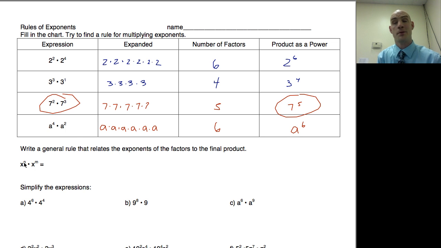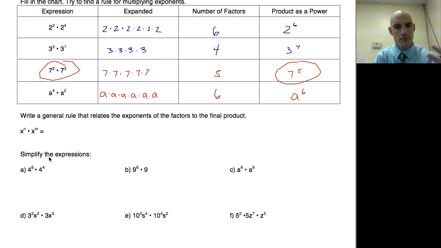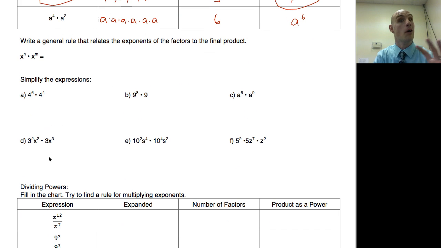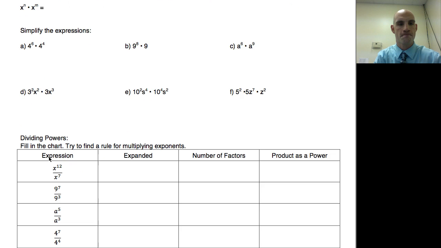Instead of putting numbers in, I'm going to put in variables because it's x to some power n times x to some power m. And I'd like for you to write a rule that would tell me what my final column would look like if I was going to do it for x to the n times x to the m. All right? And then I've given you some problems down here that you can try on your own. I will not do them until we get into class.